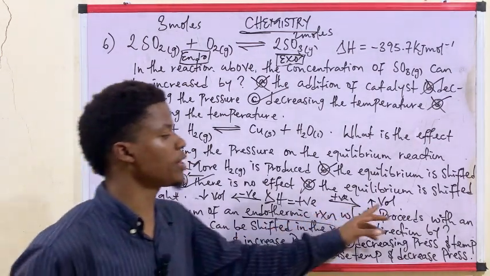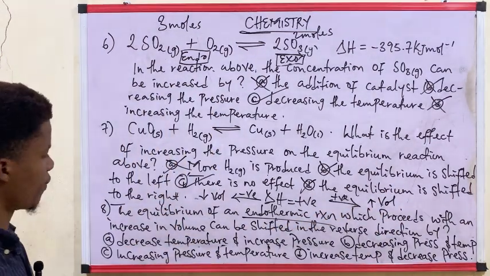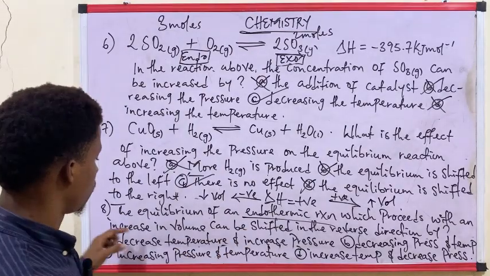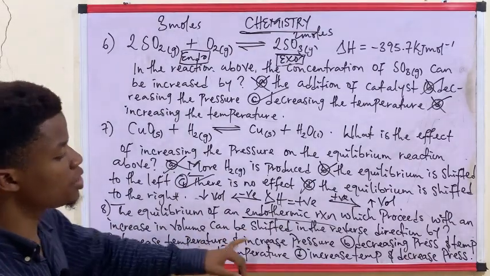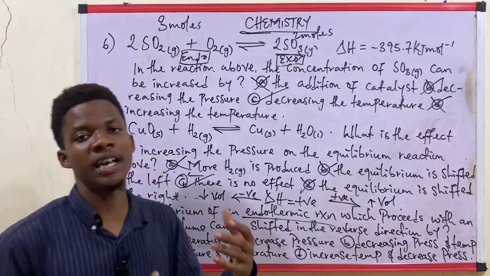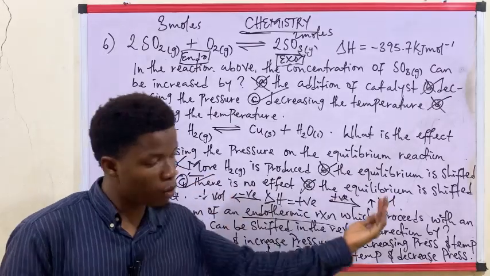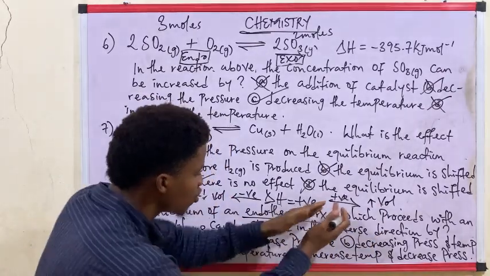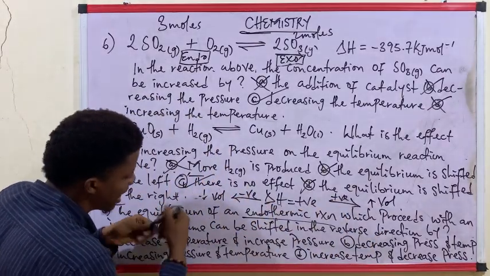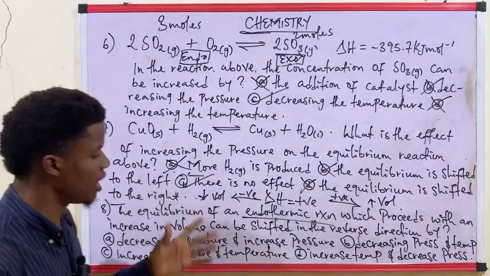So forward direction high volume, backward direction low volume. Alright, now with an increase in volume can be shifted in the reverse direction by, so how do you shift the equilibrium position to the backward direction? Not forward, they say in the reverse direction. So to this side, the left hand side. How do you put it to the left?